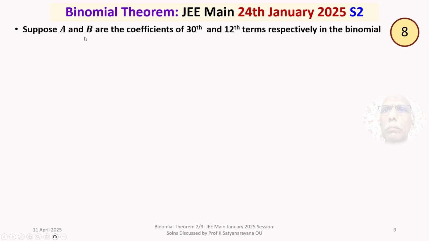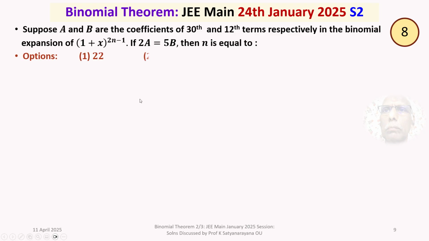Suppose A and B are coefficients of 30th and 12th terms respectively in the binomial expansion of (1 + x)^(2n − 1). If 2A = 5B, then n is equal to. We are given 4 options. Let's now discuss the solution of the problem in detail.